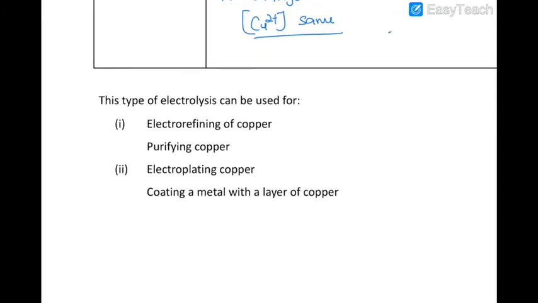And this type of electrolysis is very useful for purification of metal and for electroplating. Electroplating means that we're coating a metal with a layer of another metal. So you can do electroplating of copper, you can do electroplating of zinc, which is actually called galvanization. You can do electroplating of silver as well.